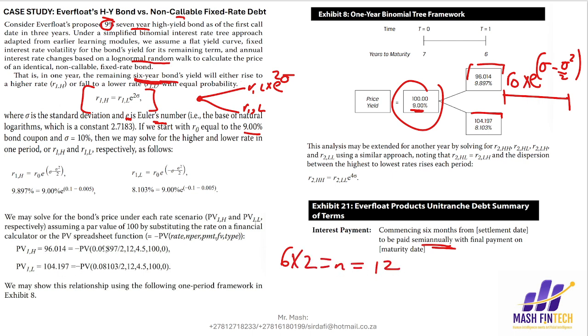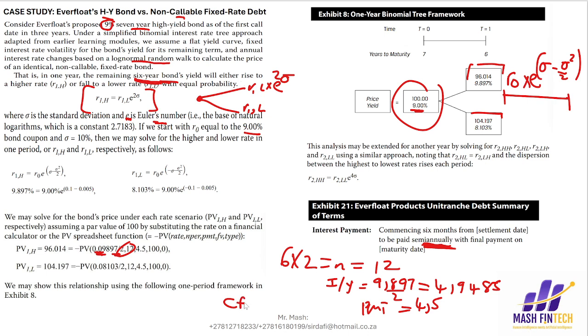Which is why when you calculate the present values now, you use the probability. When it goes up, this is the interest rate, you divide it by 2 because they are semi-annual, and n you put 12 in your financial calculator. So your n is 12, your I/Y is 9.897 over 2, which is equal to 4.9485. You put this in your calculator, and the payments are 9% over 2. You put 4.5. So you then compute the present value. The face value of the bond is 100. It's given here.